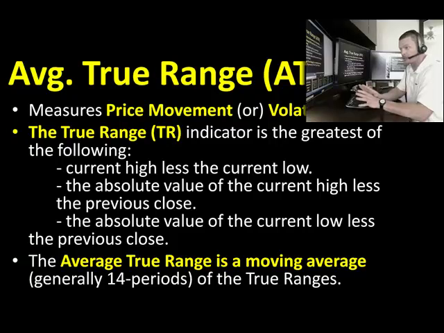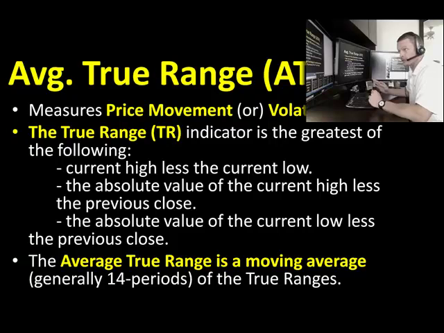Now true range, known as TR, is a very old indicator, and it's the greatest of the following: the current high less the current low, the absolute value of the current high less the previous close, or the absolute value of the current low less the previous close. So you're probably thinking to yourself, what? I've never heard of that. That doesn't make any sense. And that's exactly why we don't use the true range.